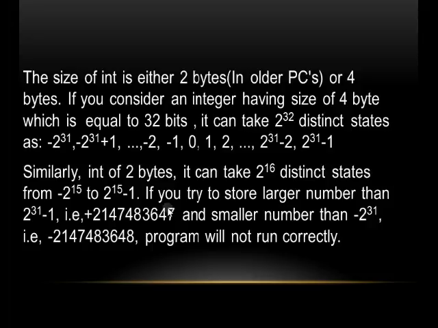That is from -2 to the power of 15 to 2 to the power of 15 minus 1. So many different states you can have. Suppose you try to store a value which is less than -2 to the power of 15 or greater than 2 to the power of 15 minus 1, then your program won't run correctly.